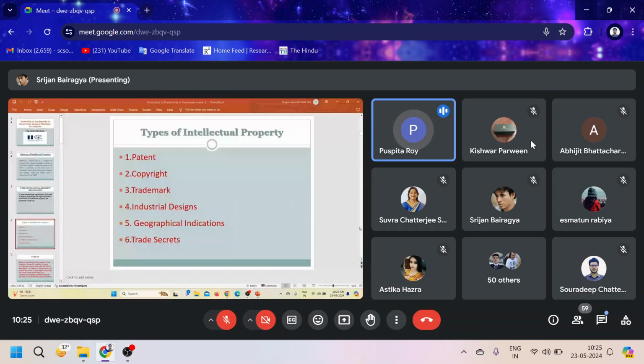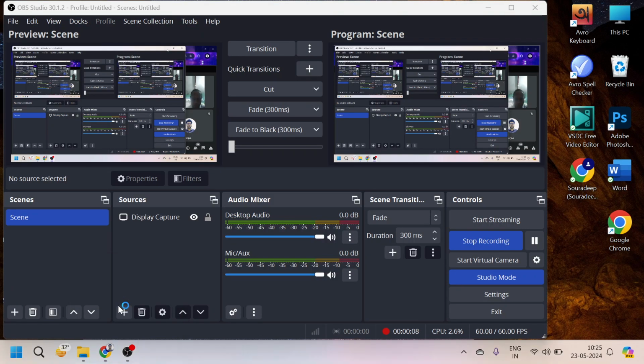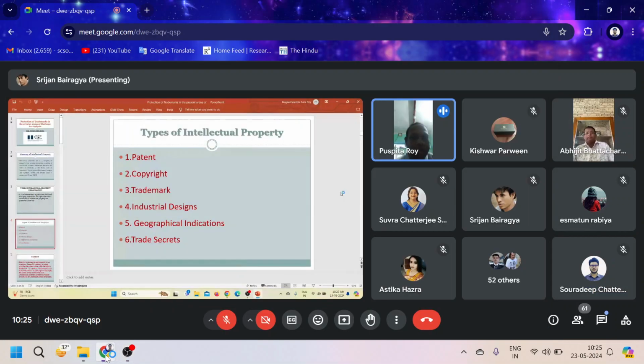Now, coming to the different types of intellectual property, first one is patent, then copyright, then trademark, then industrial design. These are the four basic categories of intellectual property. In addition to that, geographical indications and trade secrets have also come into the picture nowadays. The protection of traditional knowledge, protection of geographical indications, all these have come into the picture nowadays. Next slide, please.